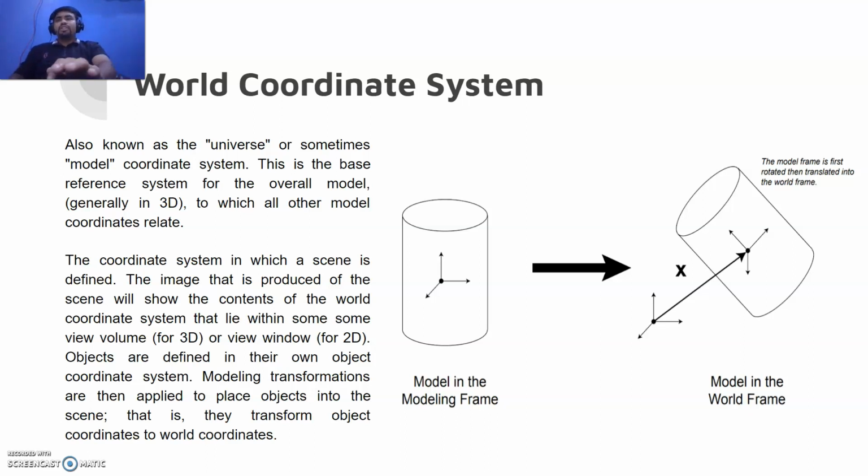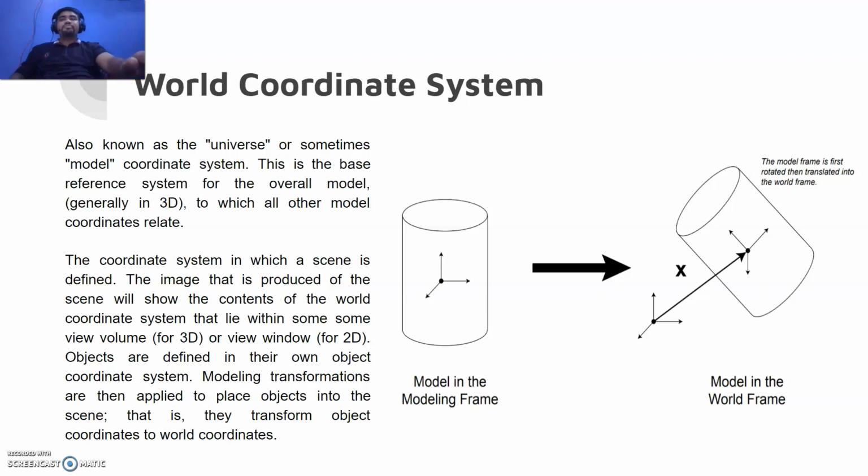If you read about it, it is also known as the universe or something, sometimes the model coordinate system. This is a reference system for the overall model to which all other model coordinates relate. So it's clear that every single model relates to the world coordinate system.